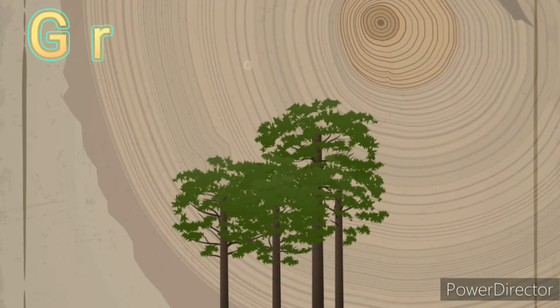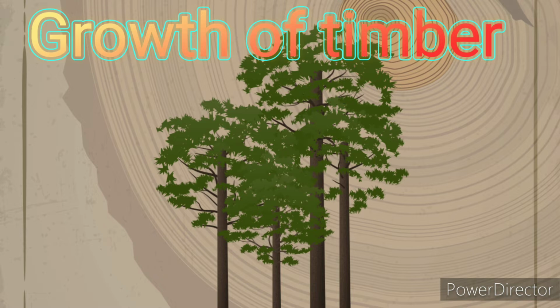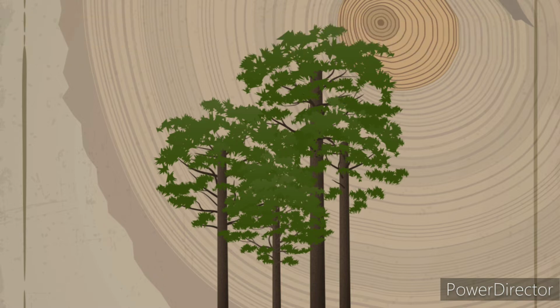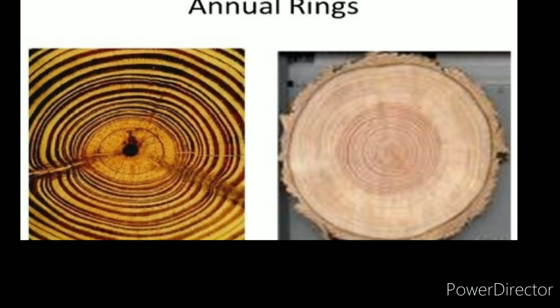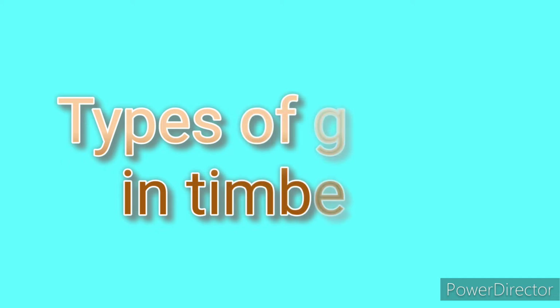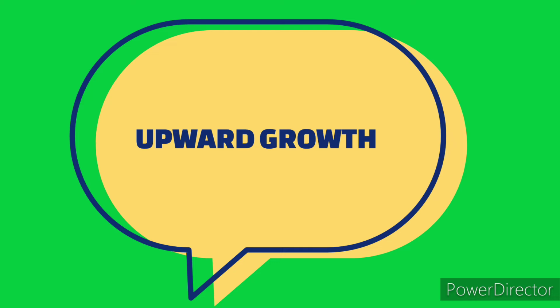And now let's move on to the next item in the topic, which is growth of timber. Trees grow by the addition of new layers of wood cells each growing season, usually a year. This yearly addition of new cells is called annual ring or growth ring. There are two types of growth in timber. These are upward growth and lateral growth.